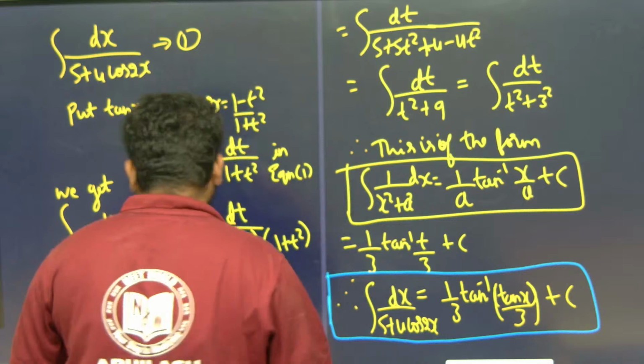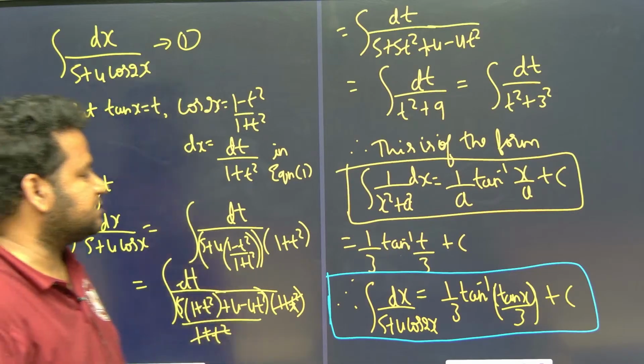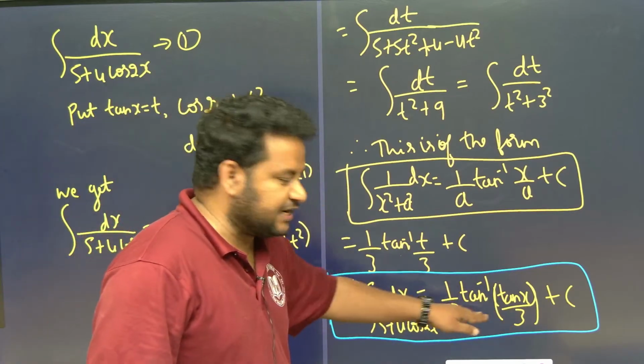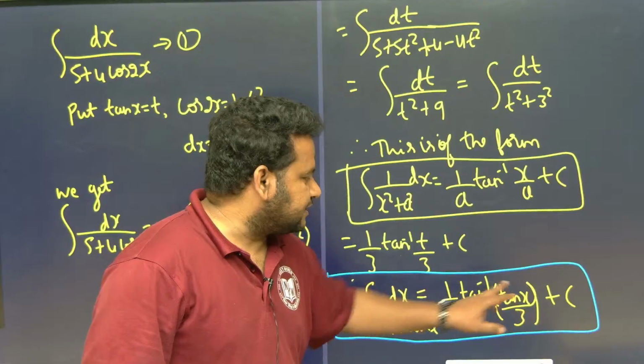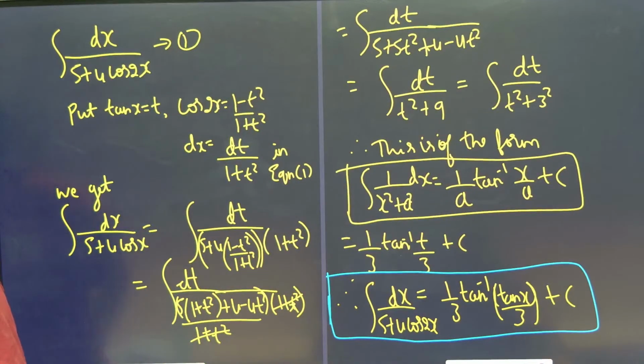Clear? This is the way you got to solve this question. 1 by 3 tan inverse of tan x by 3, it is not tan inverse of tan x whole divided by 3, it is not that. Tan inverse of tan x by 3 plus c. Clear? This is the way you got to solve this question, friends.